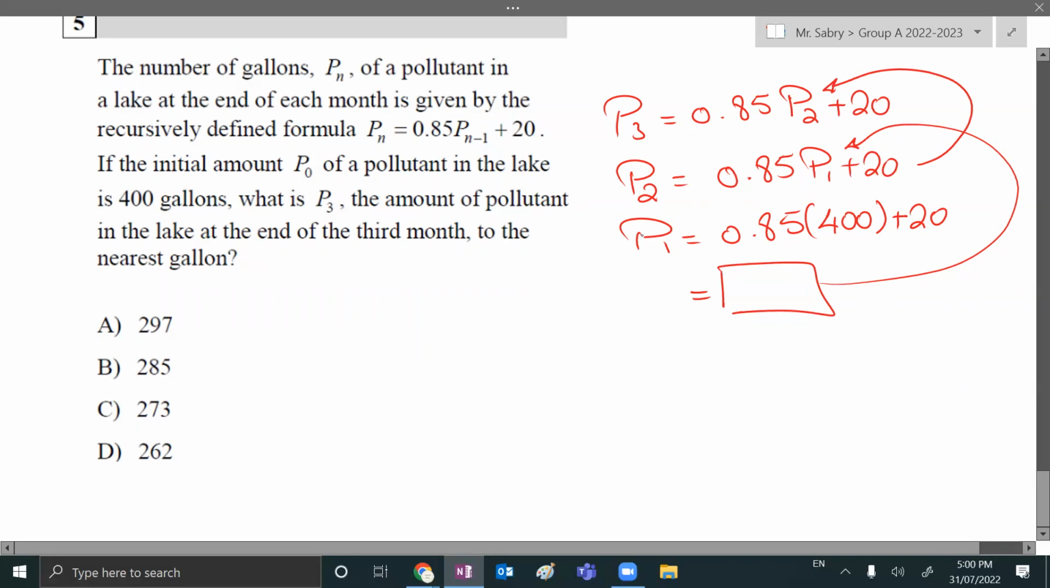So first one, this will come out as 360. Then you put here 360. Which is 326. Substitute this there and 297.1. Makes sense?